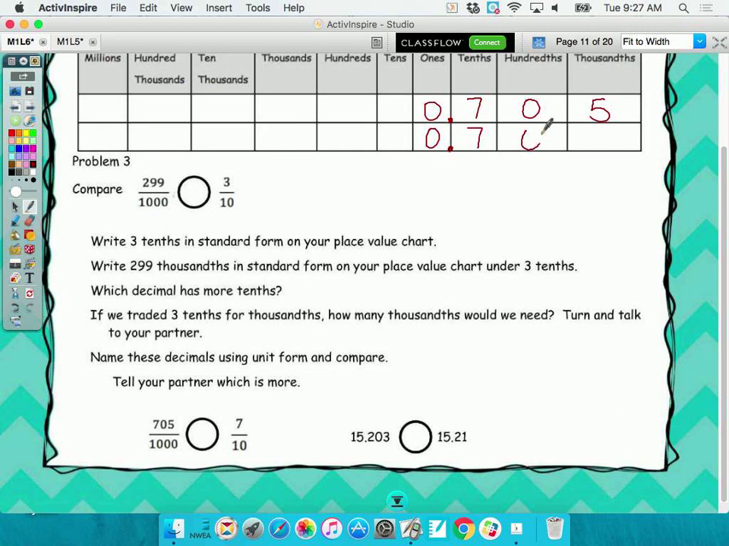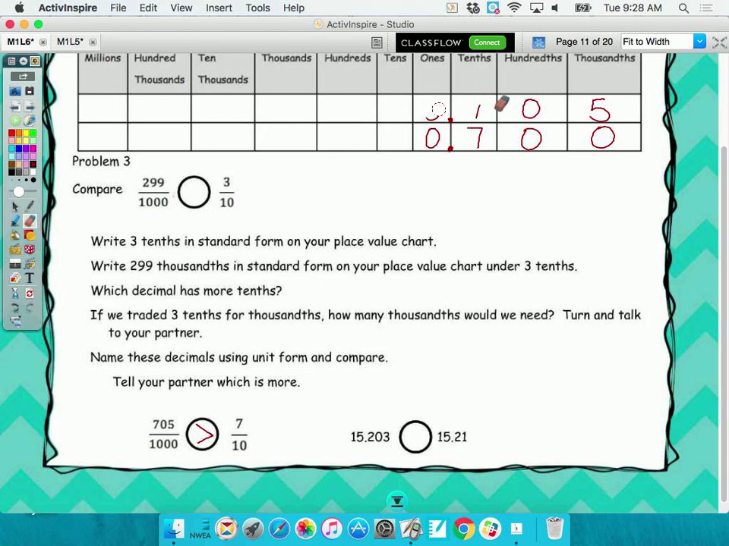So I'm going to fill in. Let me finish my sentence. Which is larger, 705 thousandths or 700 thousandths? 705 thousandths. So can you just go by the place value? No. Got to use the place value chart. How you doing? Good. Okay, one more.